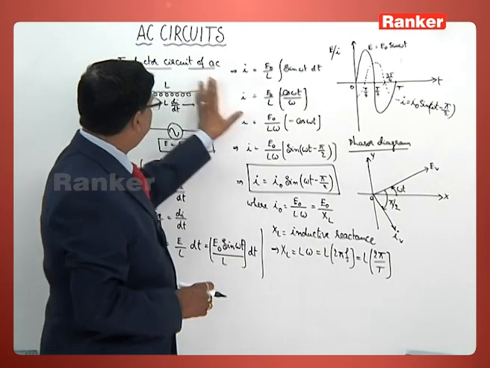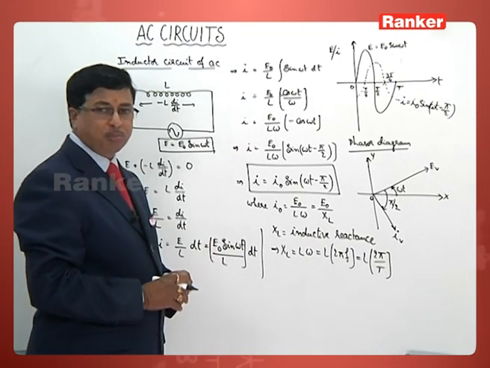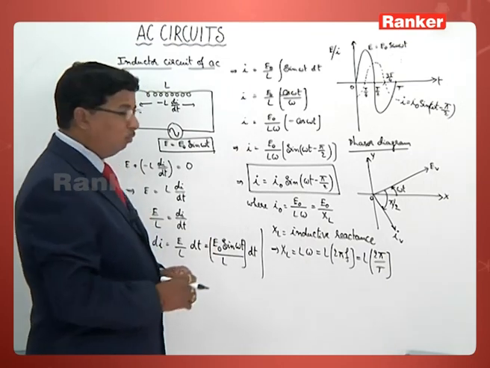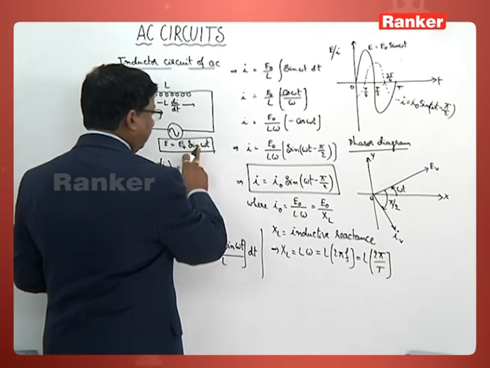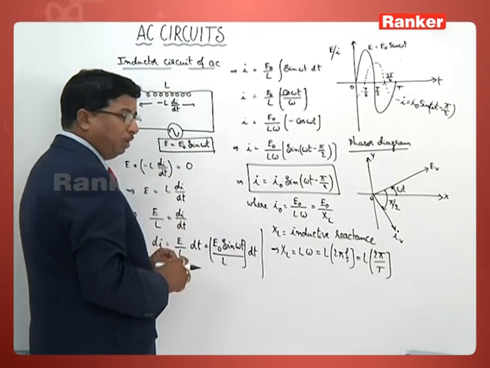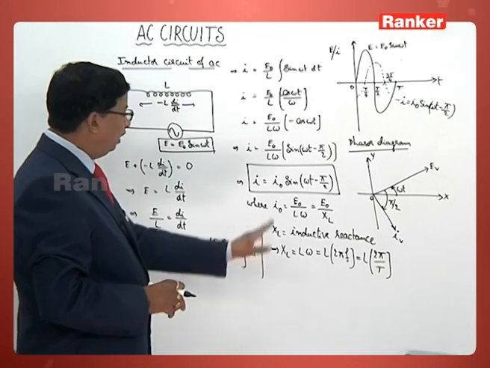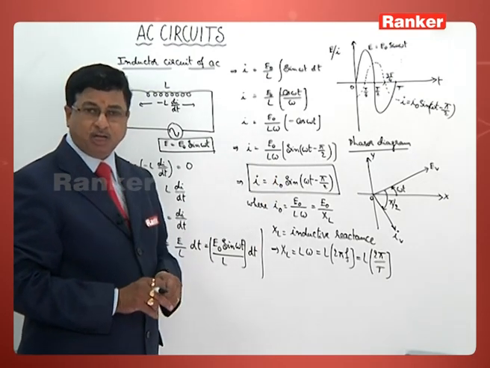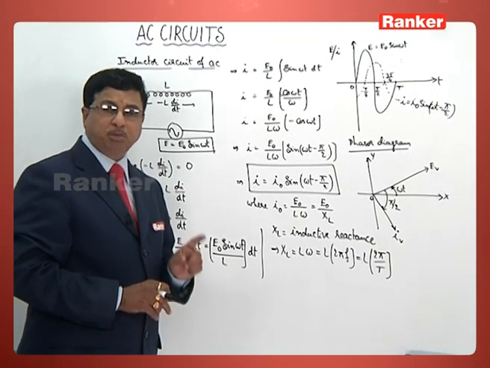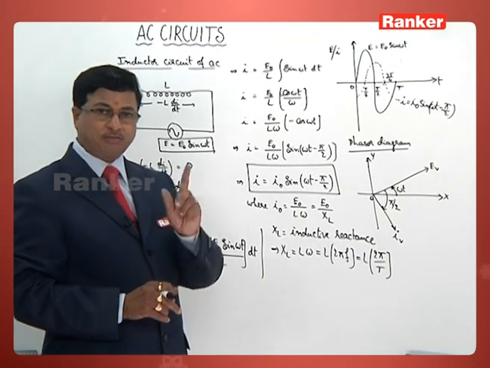So, this is the second one one has to remember. And the only point we need to understand here is these two formulae. This is for EMF, this is for current, and by looking at that equation you can understand that current is lagging behind EMF by pi by 2 radian as such.